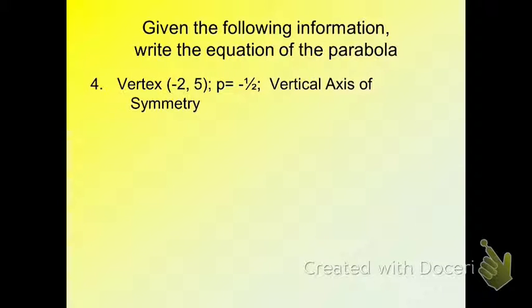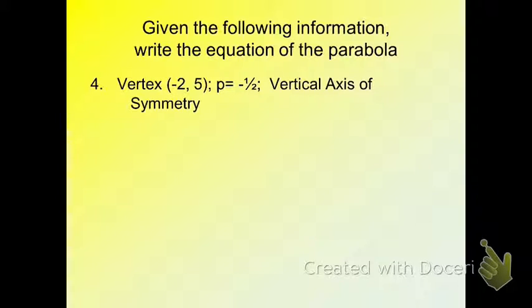Okay, so getting into this. The vertex on this is -2, 5. My p value is -1/2. And it has a vertical axis of symmetry. A lot of times that's how it will tell you whether it's vertical or horizontal. It'll reference the axis of symmetry. It won't say, hey, it's a vertical parabola. But your axis of symmetry and your parabola are always the same direction.